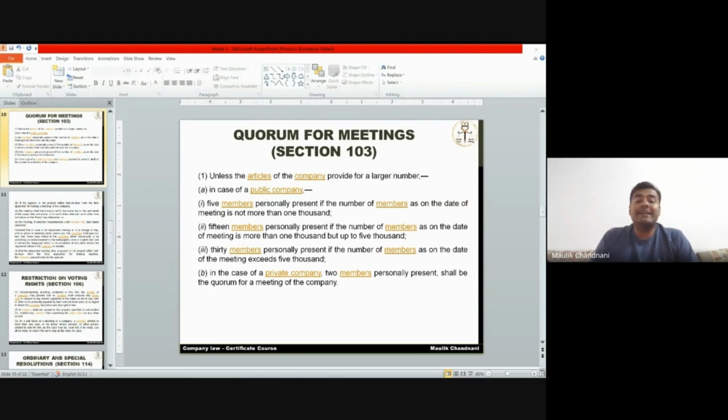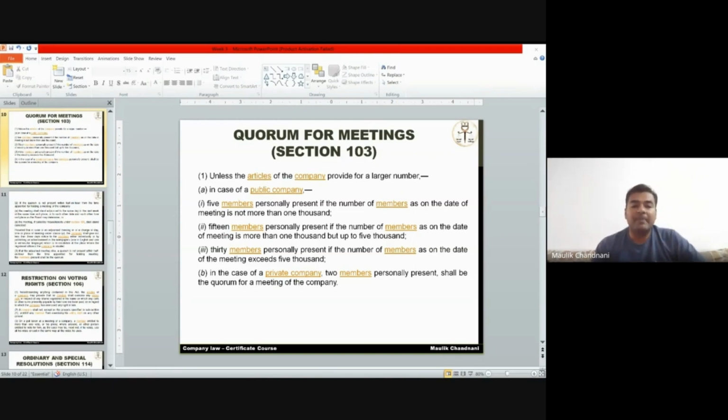Unless the articles provide for a larger number, the very first point is that every company may define the quorum in its articles. Even in the articles, you can define limits above or in excess of the points given in the subsequent ones, but not less than that. You can define a higher limit. If you have defined the higher limit, that is okay.